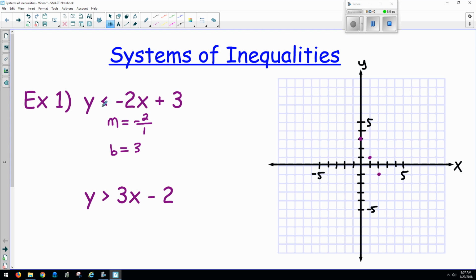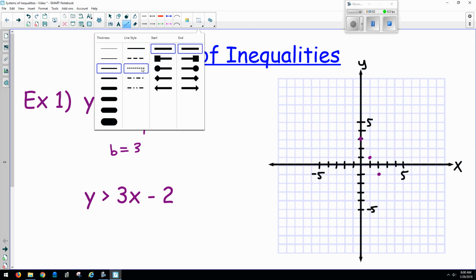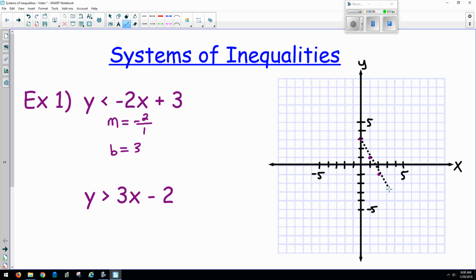And we're going to go back to the symbol and just double check. Do we need to make it a solid line or a dashed line? Because it's just less than instead of less than or equal to, we need to make this a dashed line. So make sure when you're writing this in your notes, you have a dashed line. Also make sure you're labeling your axes from negative 5 to 5.